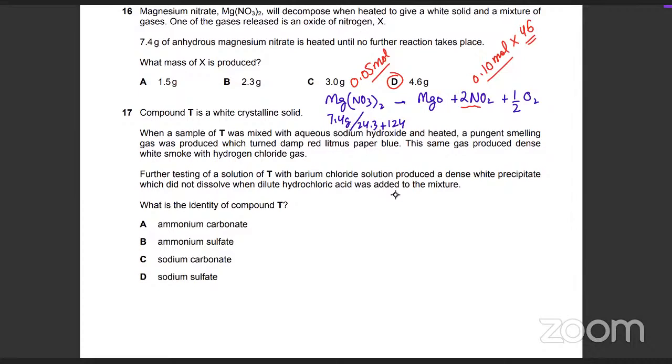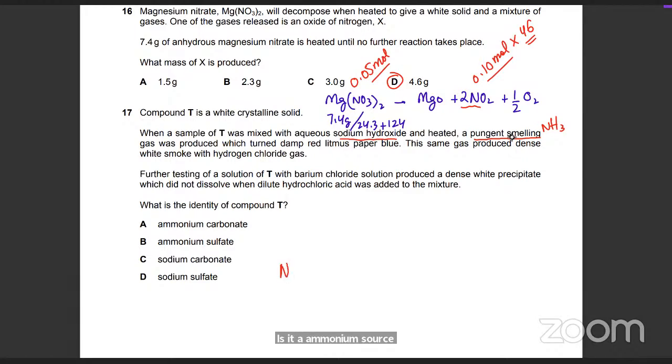Now next one is compound T is a white crystalline solid. When a sample of T was mixed with aqueous NaOH and heated, a pungent smelling gas was produced. What is a pungent smelling gas? Ammonia. So first tell me, what is the equation? What compound forms ammonia gas when it's heated with a base? Is it ammonium salts?